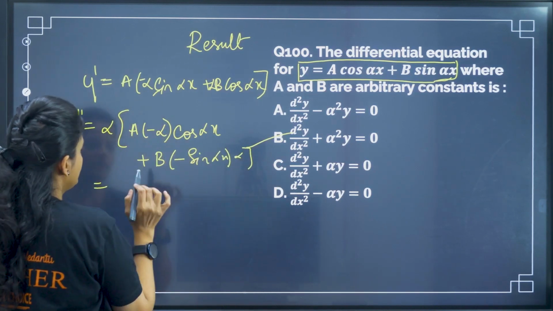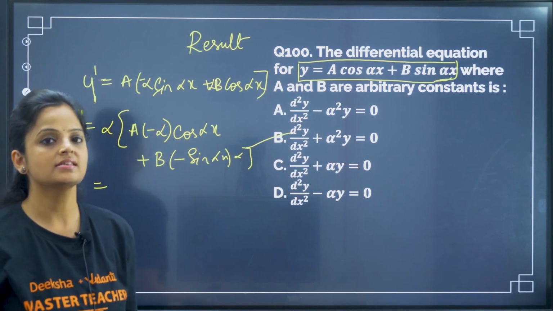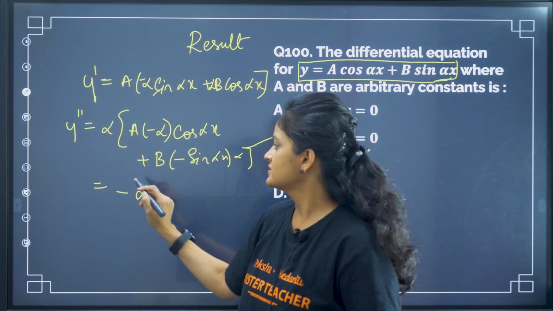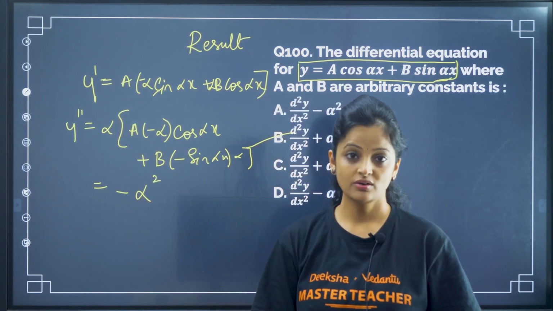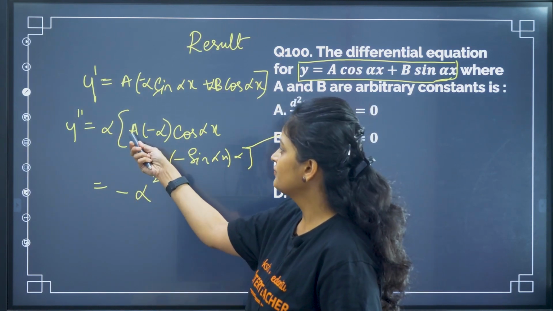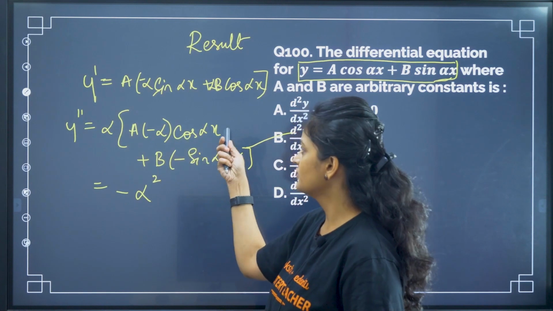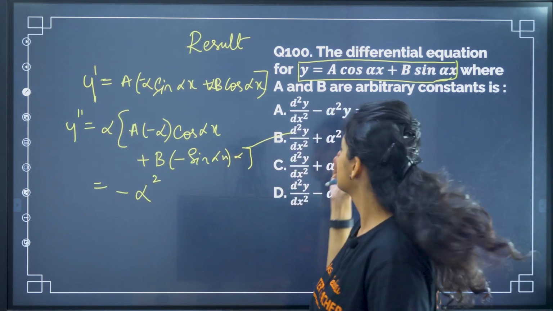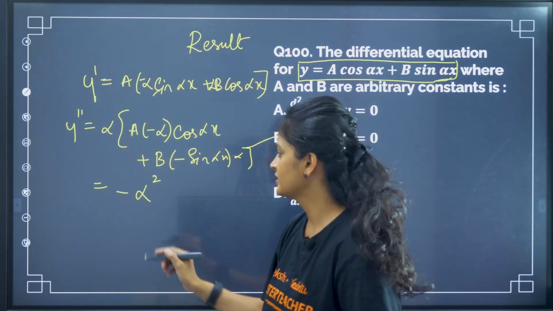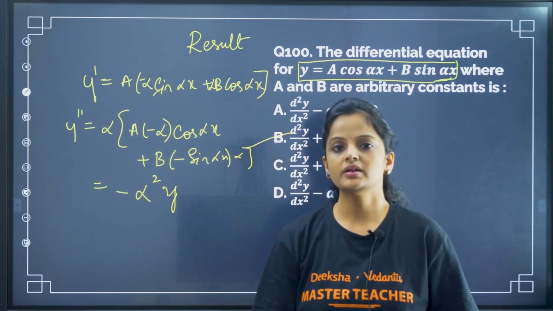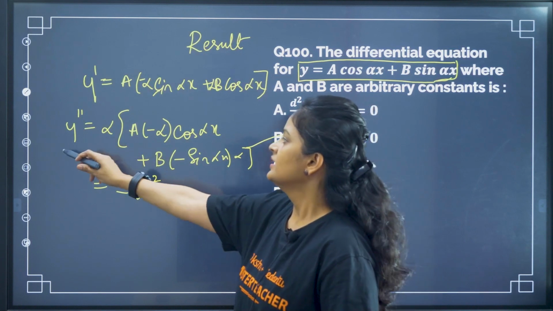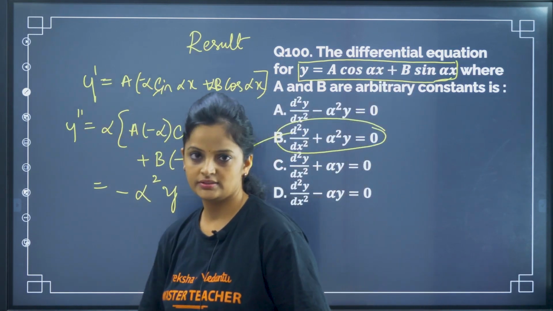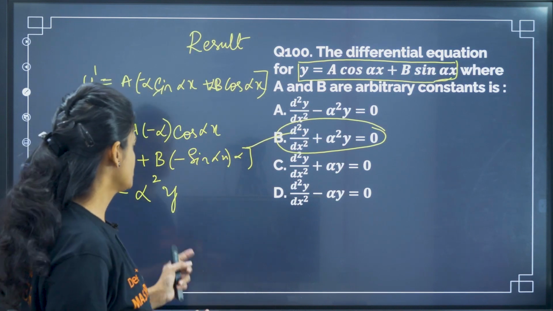So alpha again I can take common. I'll take minus alpha only common. Are you following? Minus alpha, and this alpha becomes minus alpha square. What is left? I'm left with a cos alpha x and b sin alpha x, which is there in the question itself. So I can bring it as y. So remember this, it's very simple. Double differentiation will be, option B, minus alpha square into y.